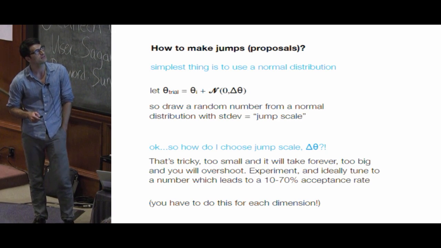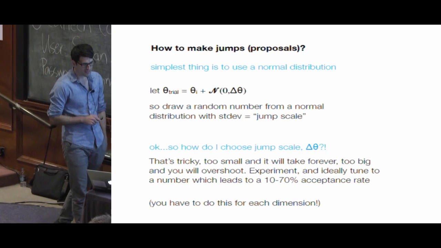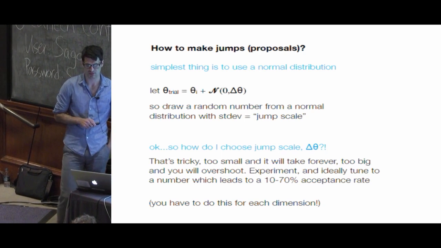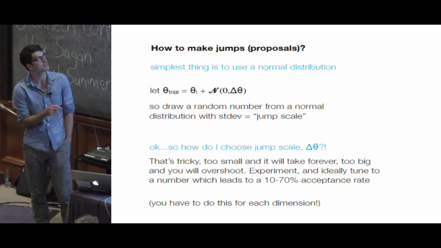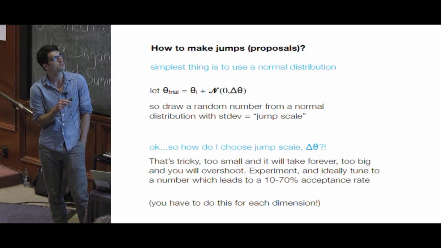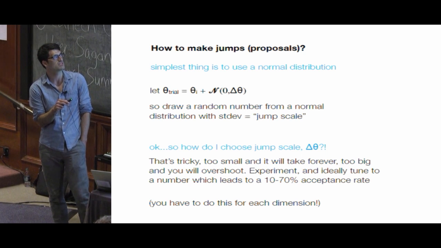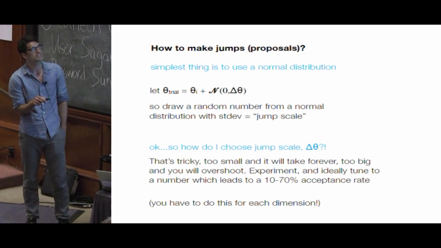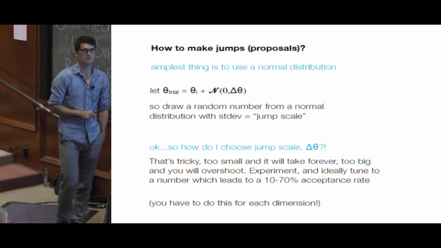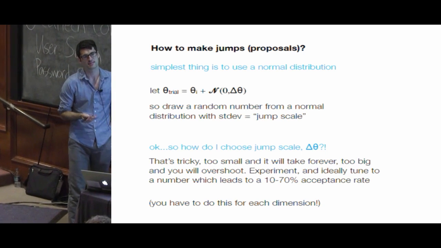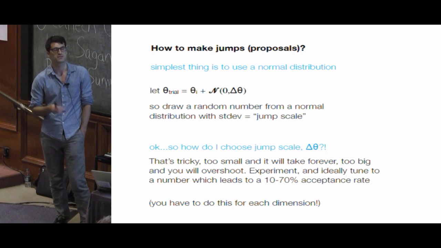Okay, so how to make your proposals. I'll be quick on this, but there are many, many ways to make proposals. The simplest thing is just to use a normal distribution. You start out from some initial position, and your trial is going to be that plus some normal centered on 0, or really centered on this point, with some scale, some standard deviation. You have to choose that, and it's non-trivial to choose. When you first write an MCMC, that's the thing you bang your head against the wall the most, tuning these damn jump parameters.